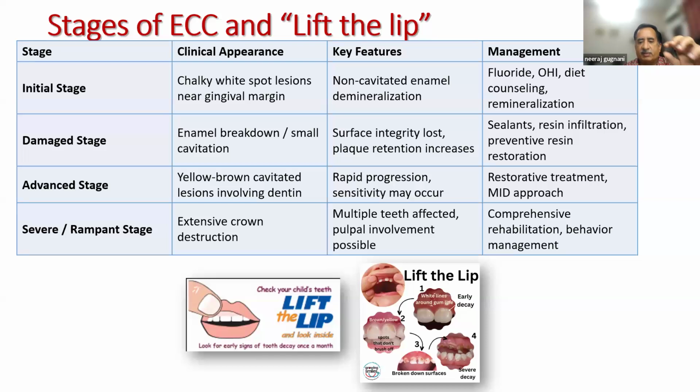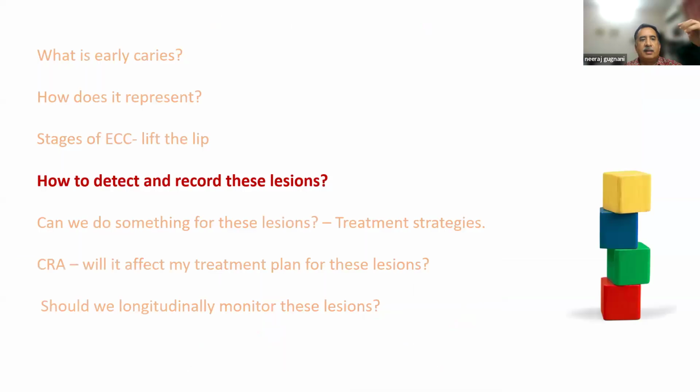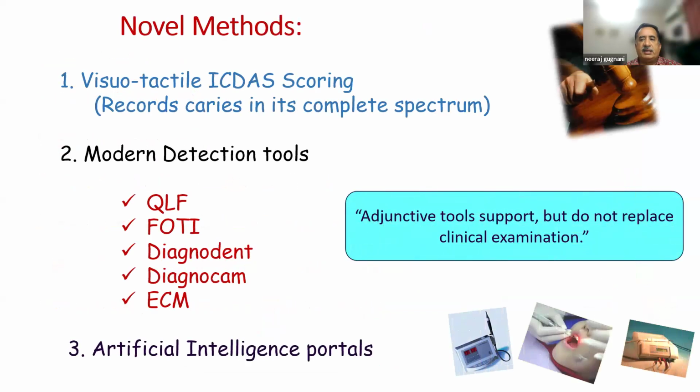And this is the lift the lip, the procedure by which we can train the para health workers and the parents also to detect these early stages even at home. So how to detect and record these lesions in the clinic? As we have seen in the previous seminars, I will not go into detail of this.